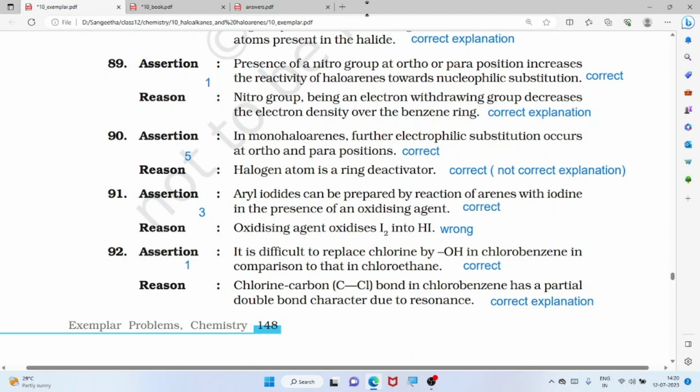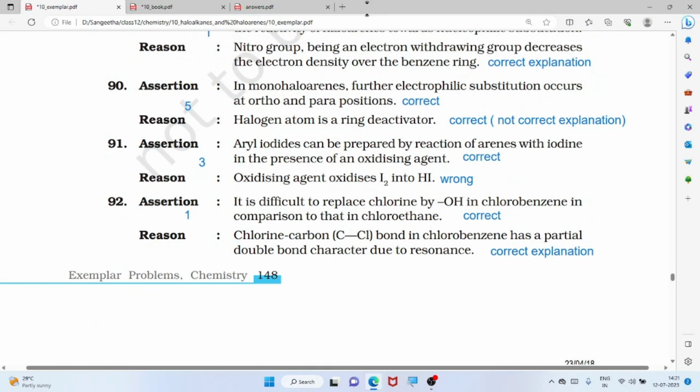The presence of the nitro group at the ortho or para positions increases the reactivity of the haloarene. That is correct. The nitro group, being an electron withdrawing group, decreases the electron density, the correct explanation. In monochlorobenzene, this is correct, but this is not. The halogen atom is a ring deactivator. This is not the correct explanation. That the halogen is a ring deactivator is correct, but it is not the correct explanation for this.